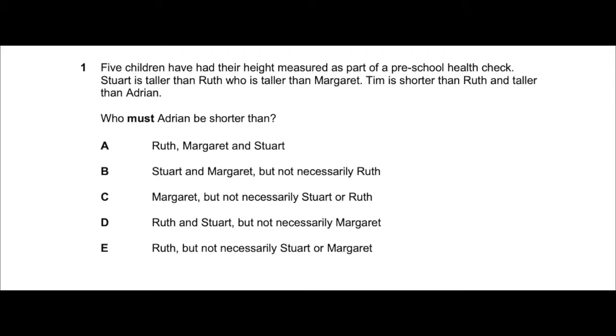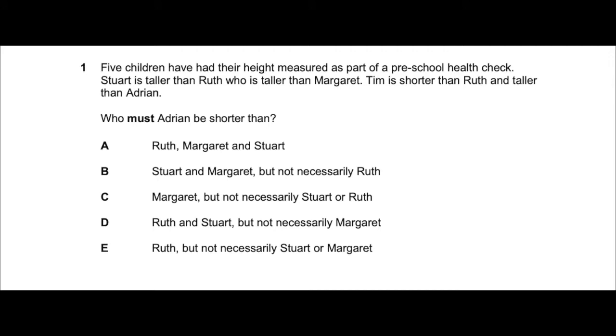The question provides us with 2 sentences of crucial information. 1. Stuart is taller than Ruth, who is taller than Margaret, which can be represented algebraically as S > R > M. 2. Tim is shorter than Ruth and taller than Adrian, which can be represented algebraically as R > T > A. The question asks who must Adrian, A, be shorter than. From the second equation we know that Adrian must be shorter than Ruth and Tim.